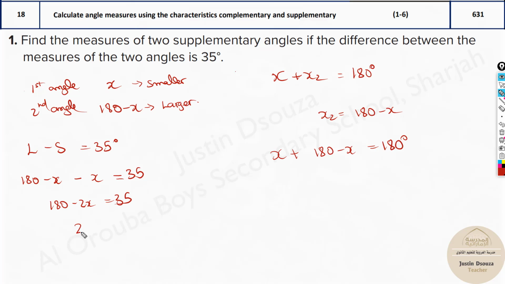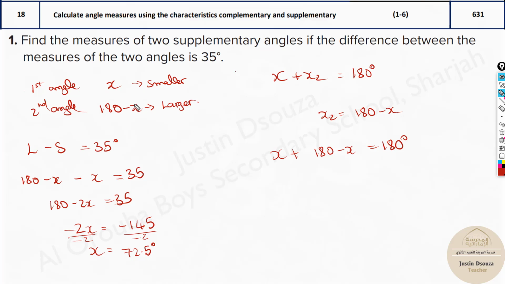Take 180 to the other side, it will be negative 2x is equal to 35 minus 180, which would be minus 145. Now divide both the sides by minus 2, you're going to get the answer. x will be 72.5 degrees. Then we can find the large angle. This is the small angle.